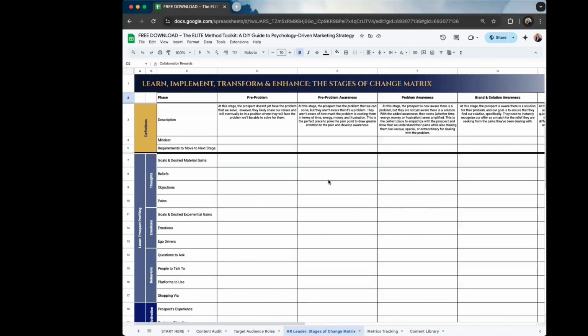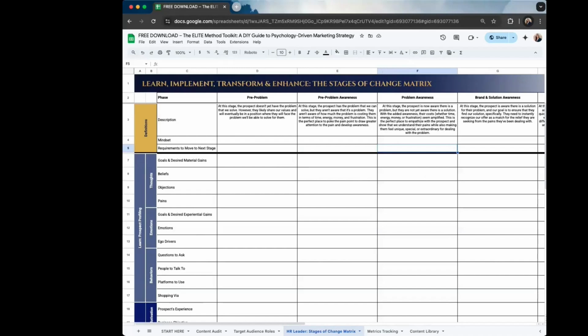We need to start by asking ourselves, for HR leaders in our example, who are in the pre-problem stage, what is their mindset? What are they thinking about? What are they dealing with? What is their life like on a day-to-day basis? Add a few notes about their mindset at each stage throughout the journey. Also, ask yourself, what's the requirement for them to move to the next stage? For example, what needs to happen in order to move them from pre-problem awareness, where they're struggling but they don't know why, to problem awareness?